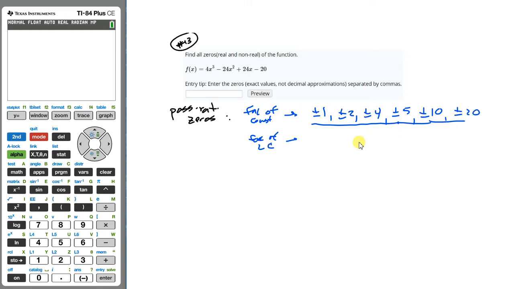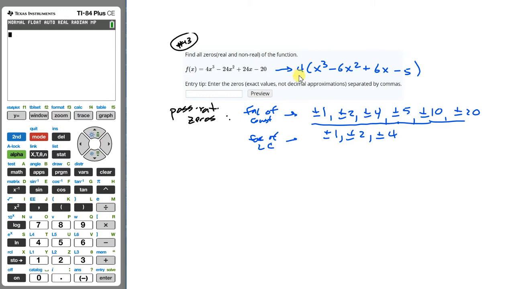How about factors of the leading coefficient of 4? Plus or minus 1, plus or minus 2, and plus or minus 4. Now, one thing we could do in this particular problem is write this as 4 times x cubed minus 6x squared plus 6x minus 5. In other words, I could factor out a 4 at the beginning to make life a little easier. That actually might benefit me.